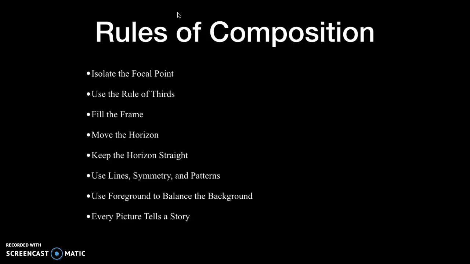Next up will be rules of composition, so get ready to learn some cool things about how to take a photo.